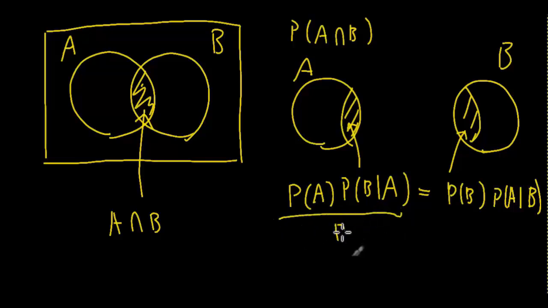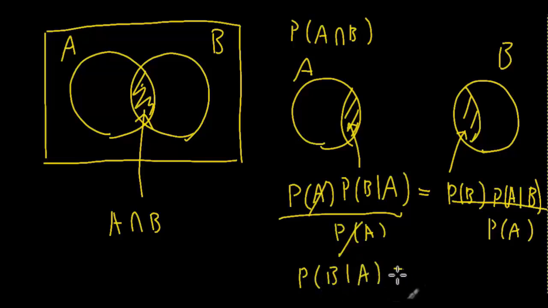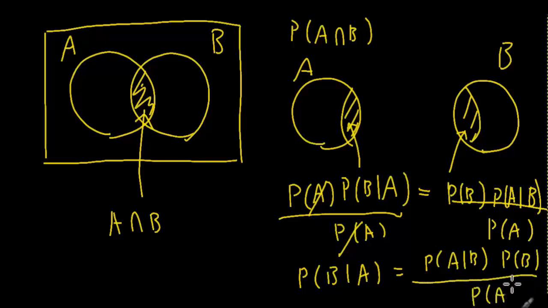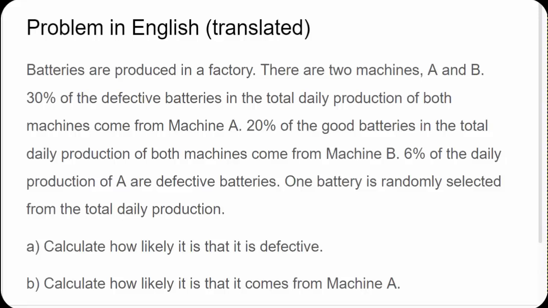You can divide both sides by P(A). Then P(A) cancels out here. That means P(B given A) is equal to P(A given B) times P(B) over P(A). This is the Bayes theorem. I hope now you can see why Bayes theorem works. If not, please ask me a question. I think this explanation is a bit better. Let's go back to the question.